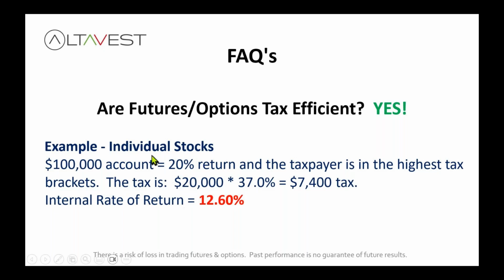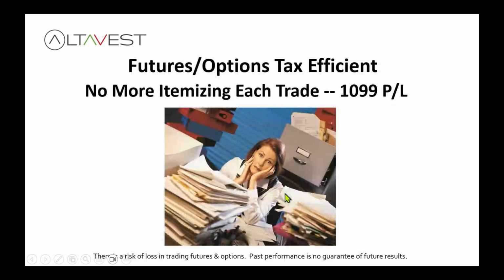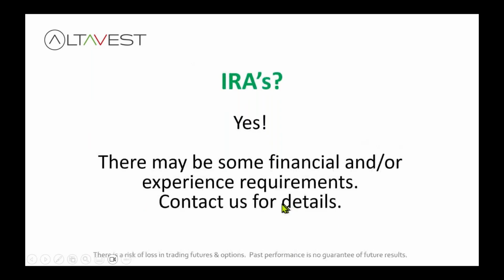So here's an example with individual stocks. You might get a 12.6% return, but with futures, you'd have a 14.64% return, a tax savings of over $2,000 in this particular example. But do contact your tax advisor. And also, there's no more itemizing. So you get a 1099 with your P&L for the year, and that is all you need to do. There's no wash sales or anything like that. But do check with your tax professional. An IRA, yes, we can do that. Contact us for details. People like having those accounts.